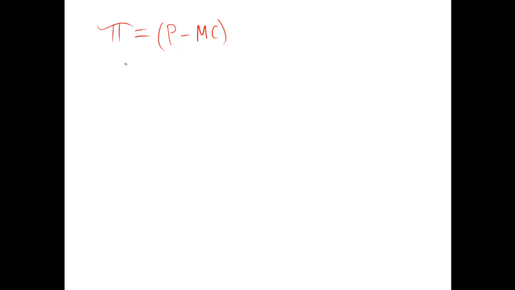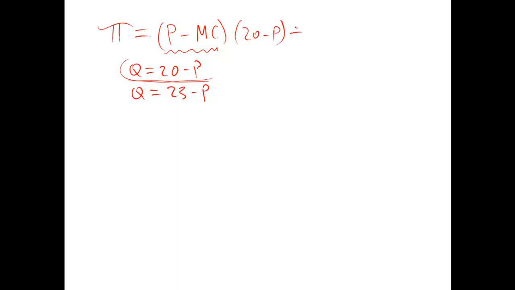Well, remember, one of the consumers had the demand curve Q equals 20 minus P. The other had the demand curve Q equals 23 minus P. That means whatever the price is, if the price is P, then this consumer buys 20 minus P units. So this is like the profit per unit multiplied by the number of units sold to this person, and that's 20 minus P. Add to that P minus MC times the number of units sold to the other person, 23 minus P.